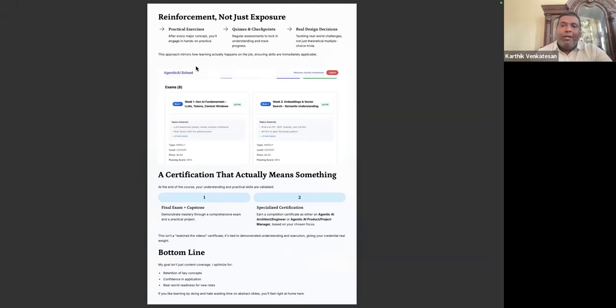And then obviously, I'll give you a course completion certificate. On top of it, if you complete the final exam, I'll give you the exam certification as well. If you are on the engineer or architect track, you will get the architect or engineer certification. And if you are on the product manager or project manager track, you'll get those specific certifications as well.